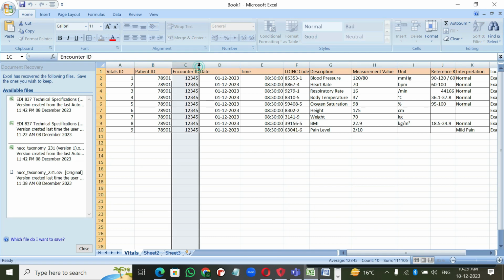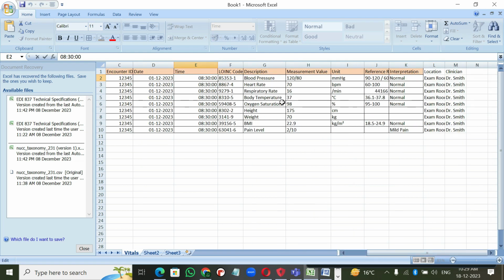Encounter ID is the unique identifier for the encounter. So guys, you remember, right? All this information like vitals, medication, diagnosis, procedure is ultimately done on an encounter. So each and every record in the vitals will have the encounter ID so that it can be linked back to that encounter. Date is the date when these vitals were captured. Time is obviously the time when it was captured.